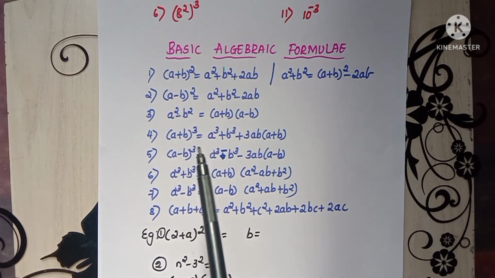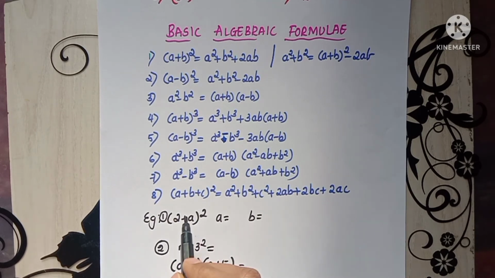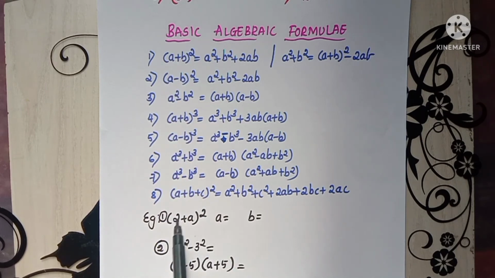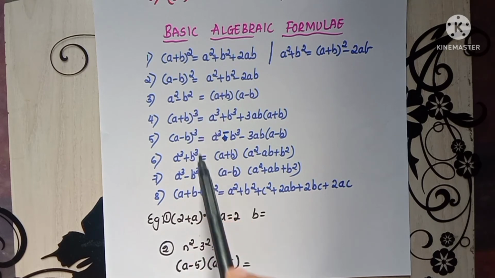Write down this in a separate notebook so that you can remember this. So let us understand by example. I have taken here (2 plus a) the whole square. It is in which form? (a plus b) the whole square form. So here in place of a, what do we have? In place of a, we have 2. In place of b, we have a.